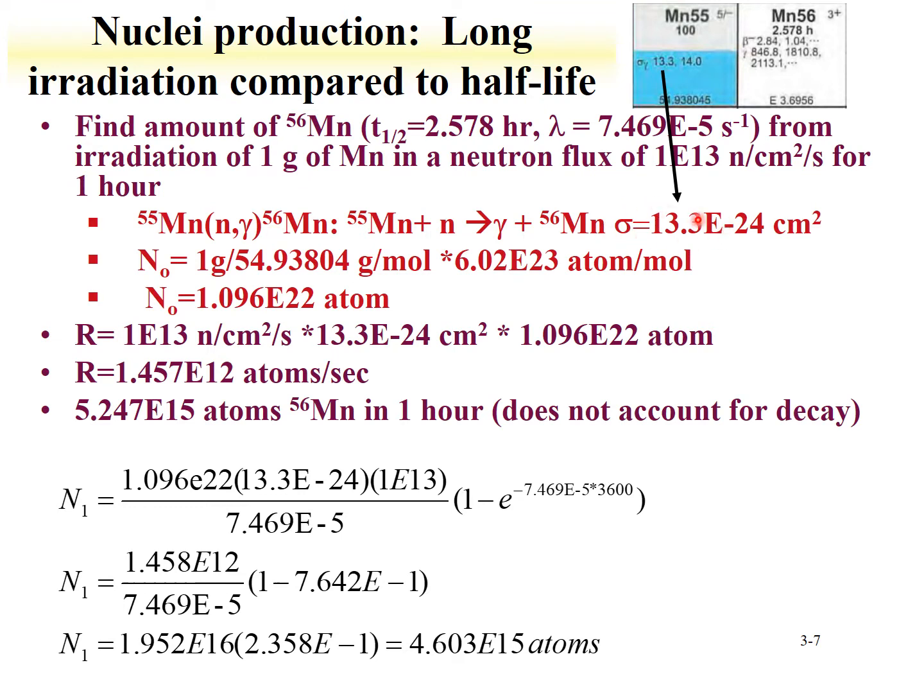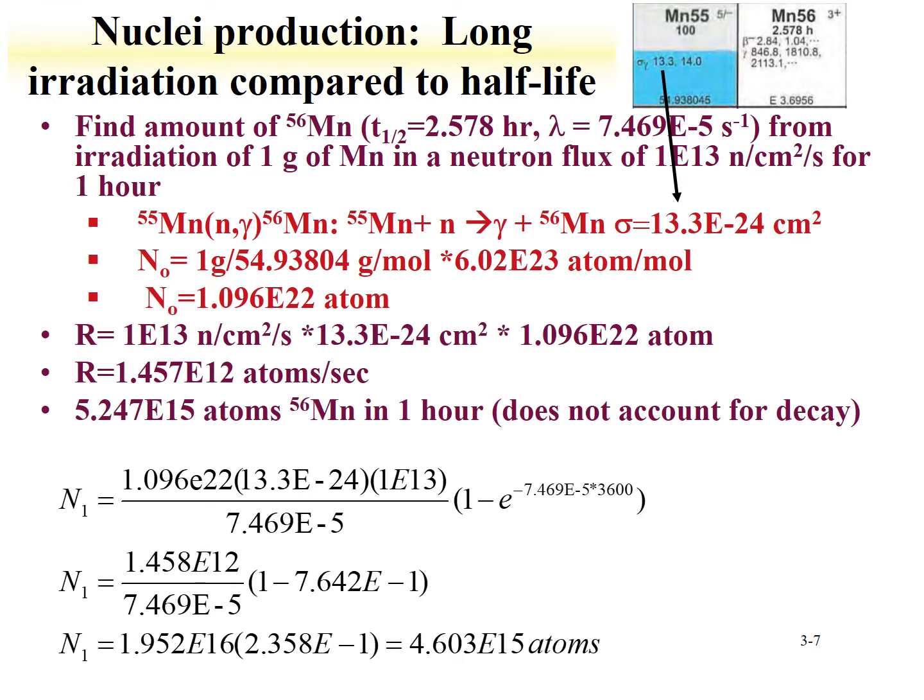Our cross-section is 13.3 times 10 to the minus 24 centimeters squared. The 13.3 barns value is listed here. Again, this is for thermal neutrons. You can assume I'm using a thermal neutron flux. This is for epithermal neutron flux or resonance energies, resonance neutron flux. If it's unclear in a question, you're free to use whichever one you want. I will try to specify, for instance, radiation from thermal neutrons.